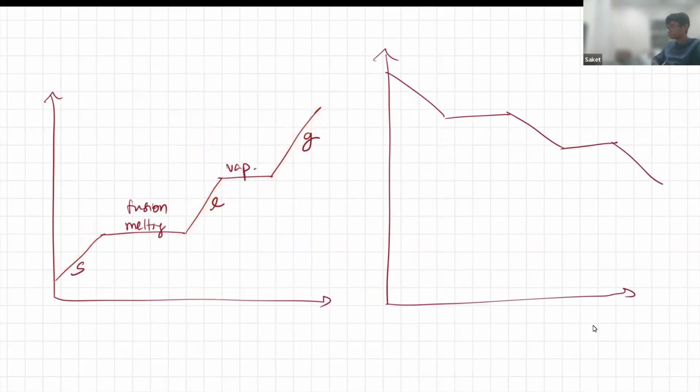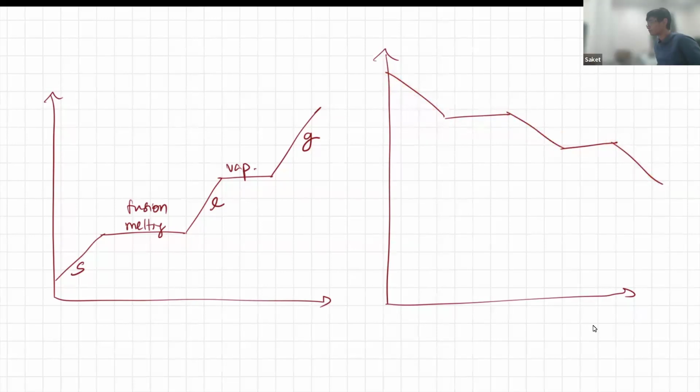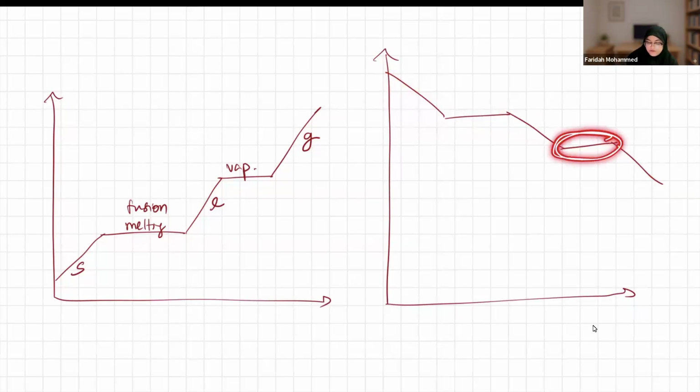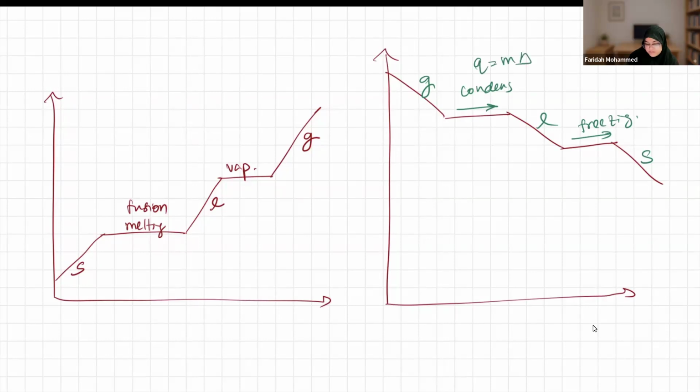Now, for this one, look at this. These are going down, so it's being cooled. So what is this phase? Let's start with the phase. This is gas, liquid, solid. So what type of change is this? Condensation. And this is freezing. So you're going to do Q equals M delta H here, right?